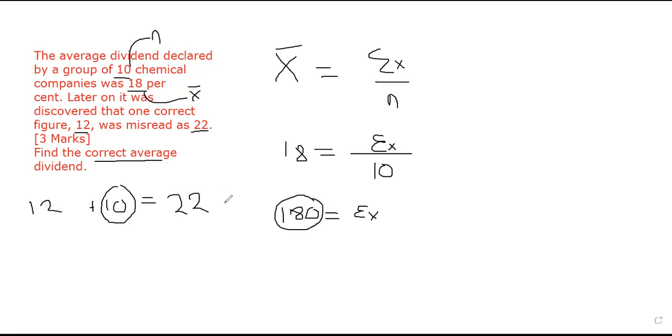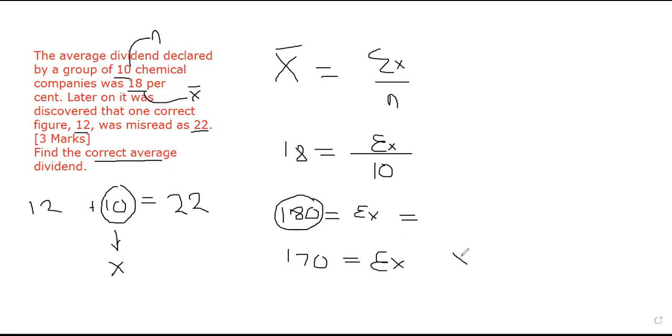So you could either do this. You remove this 12 and add the 22, or simply add the difference there. I repeat, in this 180, we overstated it by a figure of 10. So we need to remove the 10 in there so that we get the actual total, because where there was 12, we wrote 22. So we overstated our figure by 10. So the actual total was supposed to be 170.